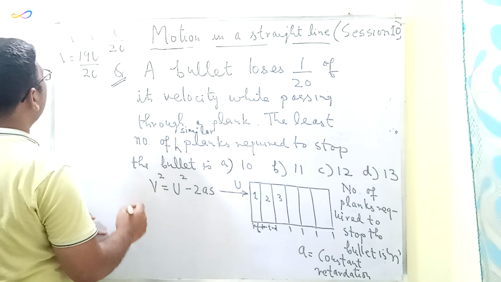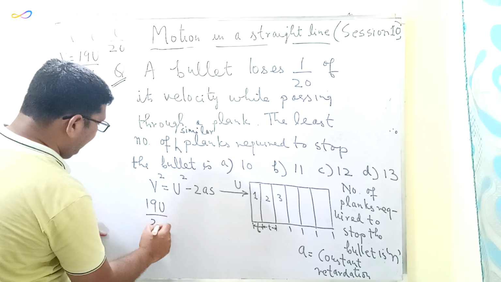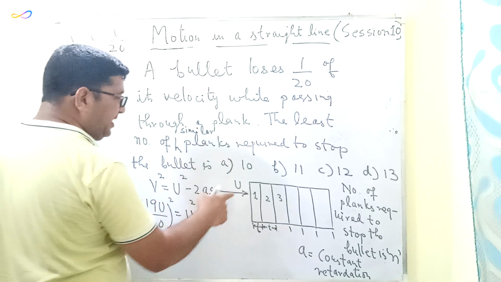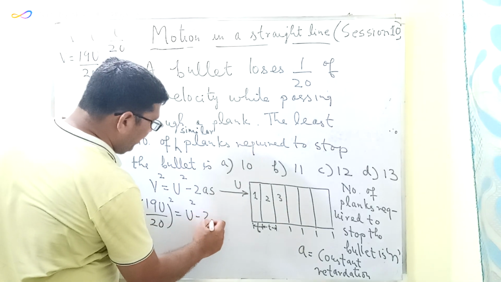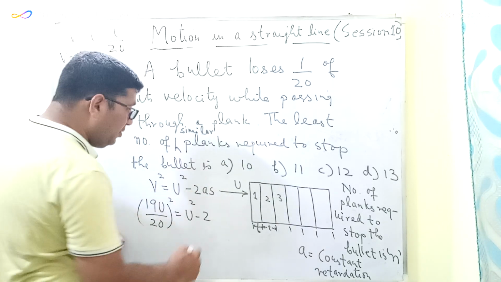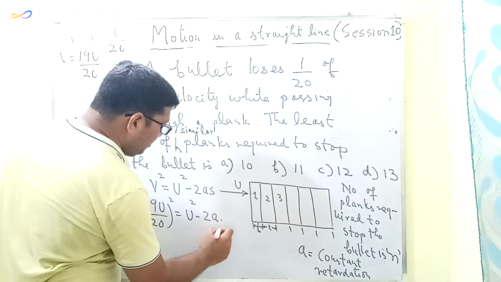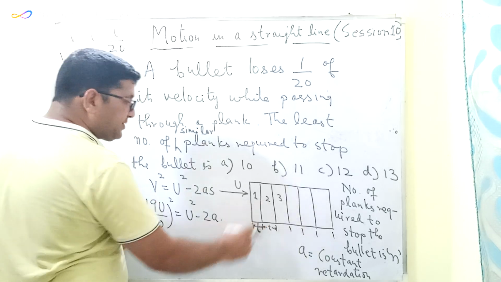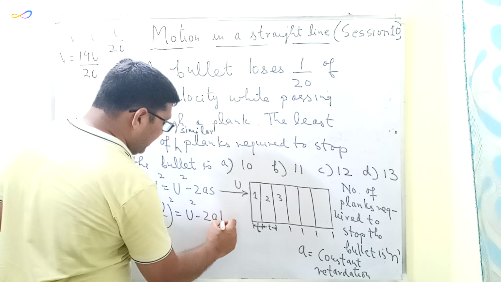Now v is equal to 19u by 20, and this will be whole square, and this is equal to u square, where u is the initial velocity with which the bullet has hit plank number 1, minus 2 into a. a is the constant retardation to which this bullet will be subjected while passing through this combination of n planks. And s is the thickness, or you can say the distance travelled by the bullet while passing through plank number 1. This is equal to t.